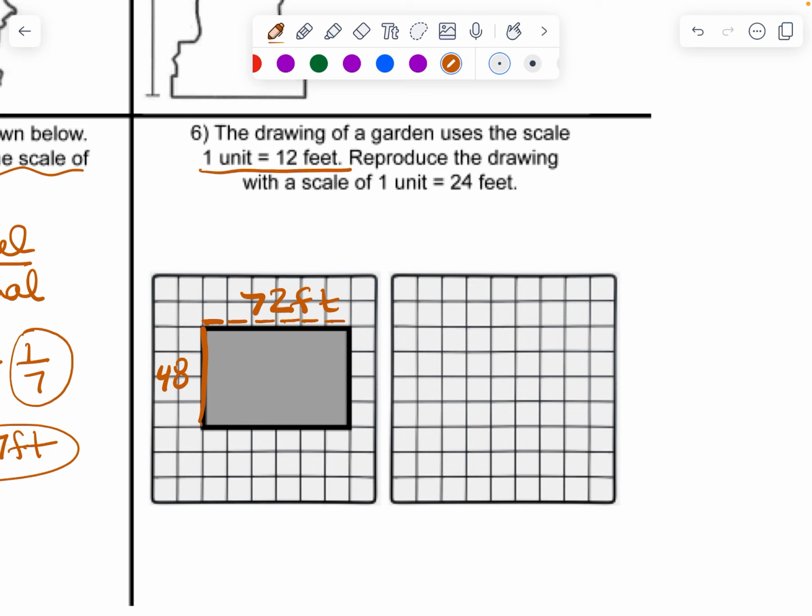They want us to do a new drawing using a new scale where one unit is 24 feet. So if one unit is 24 feet and the real one is 48, we only have to go 2 boxes to make 48, because 24 plus 24 is 48. And we only have to go 3 across, right? 24 plus 24 is 48, plus another 24 is 72, which is the real length. So actually this is gonna be half as big as our first drawing.